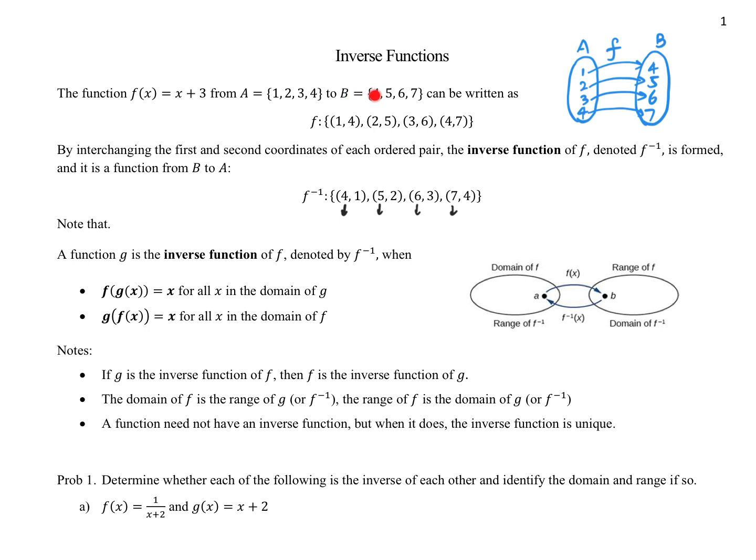That's the range of f. Now 4, 5, 6, 7 becomes the first coordinate of the ordered pairs, so it becomes the domain. So the range of the original function becomes the domain, and the domain of the original function becomes the range of the inverse function. And we can see that the inverse is basically 4 is mapped to 1, 5 is mapped back to 2, 6 to 3, 7 to 4. And this red mapping, we call it f inverse.